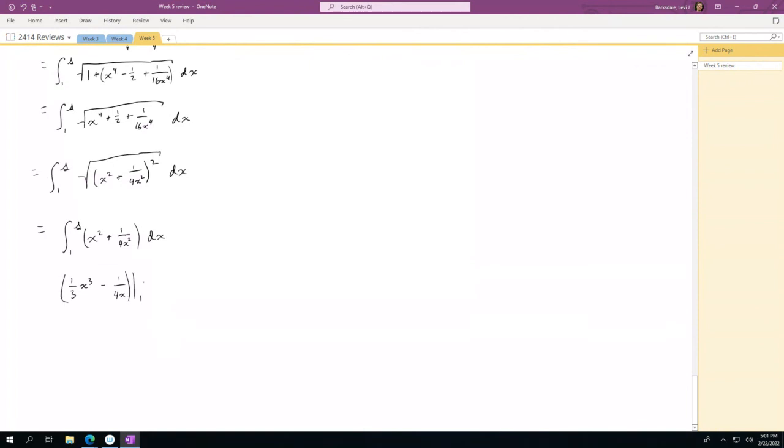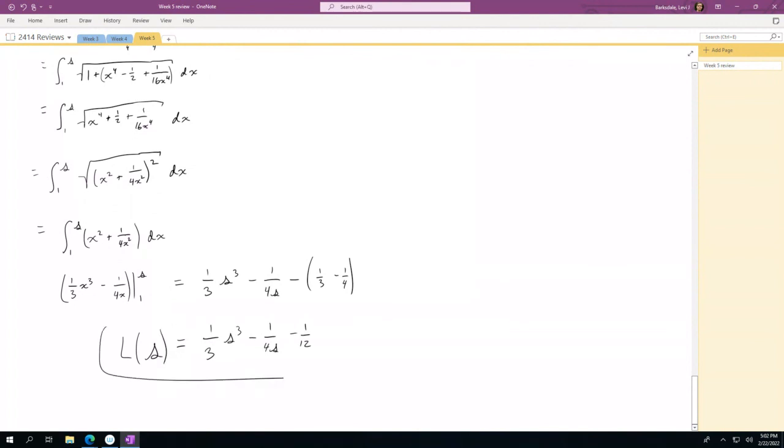Yes. From 1 up until s, plugging in the limits, we get 1/3 s cubed minus 1 over 4s minus 1/3 minus 1/4. 1/3 minus 1/4 is 1/12. So our final answer is 1/3 s cubed minus 1 over 4s minus 1/12. And this is an arc length that depends on s. And when we have something like this, we often call it the arc length function, because now it allows us to express our arc length in terms of a given integral.